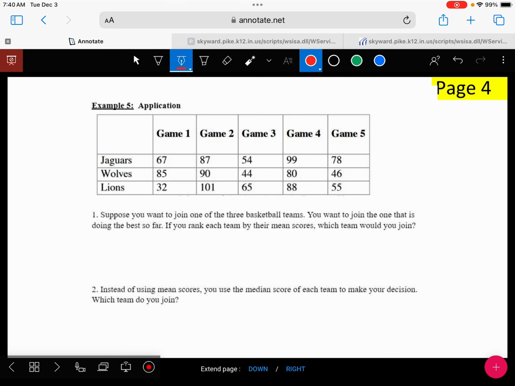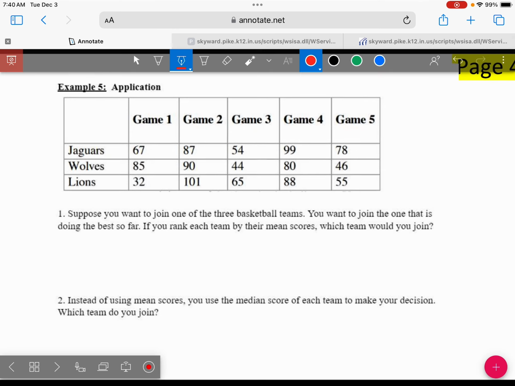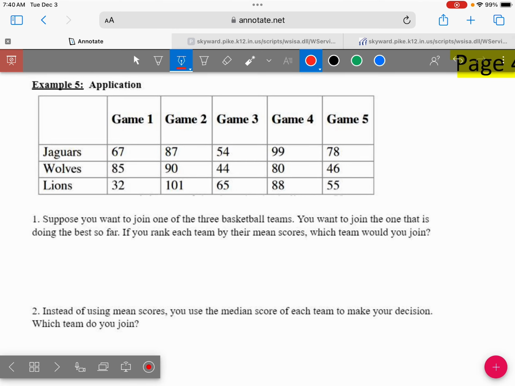All right, last question for today, and then I can answer homework questions. So we have these 3 teams. Suppose you want to join one of the 3 basketball teams, but you want to join the one that's doing the best. So what I want you to do really quickly is find the mean. So I want you to add up.